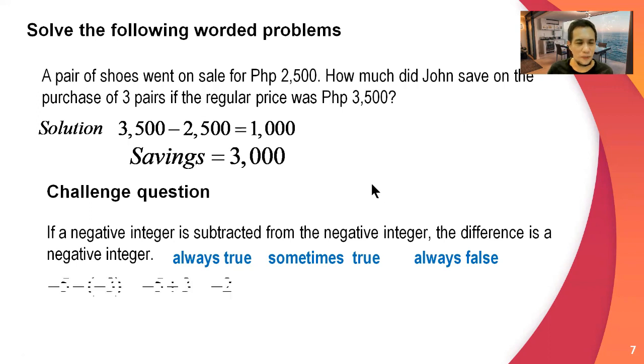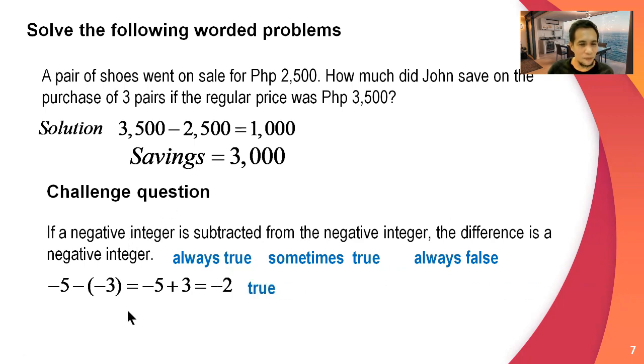Okay, solution. We'll just give an example for this. Negative subtracted from negative. For example, negative 5 minus negative 3. You convert this to addition. So that's plus 3. So negative 5 plus 3, that's negative 2. Okay, correct, right? True.